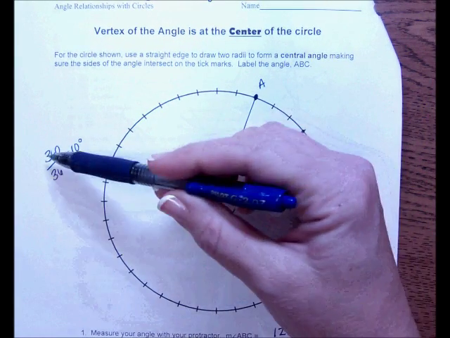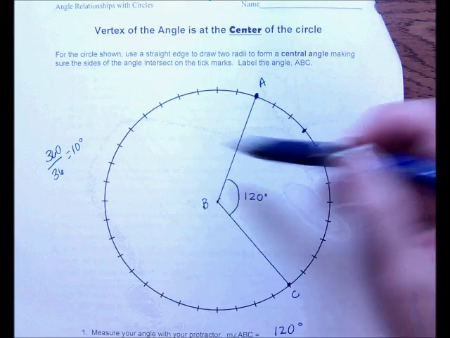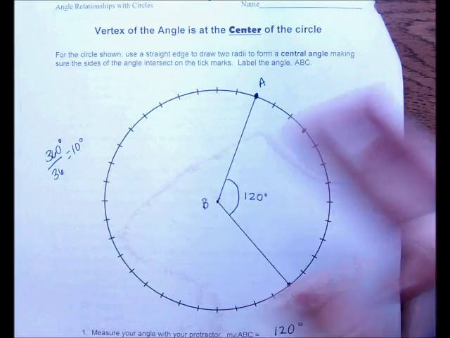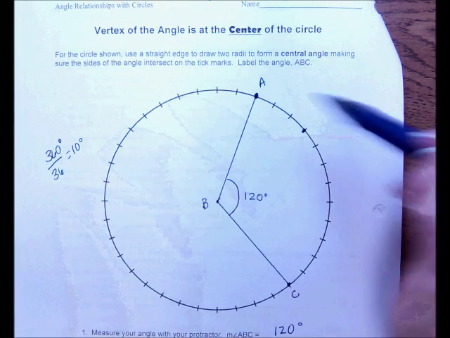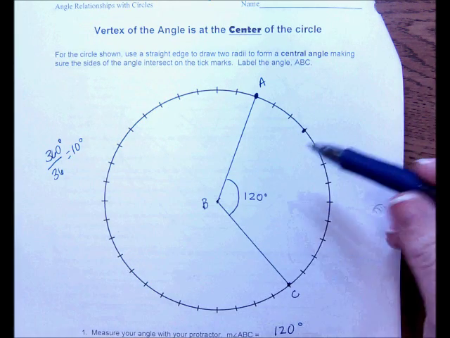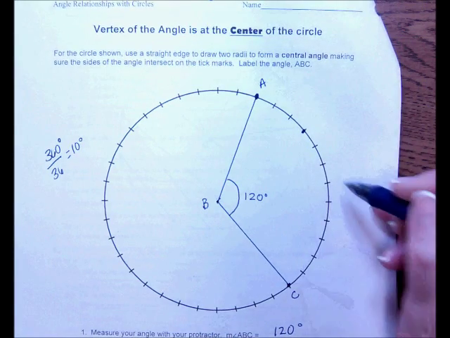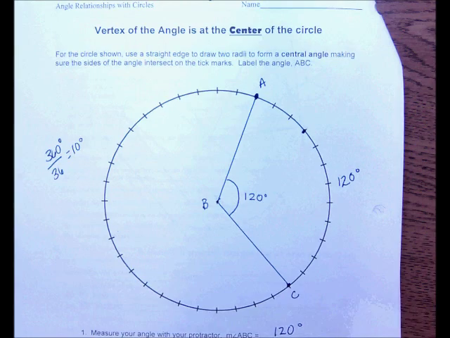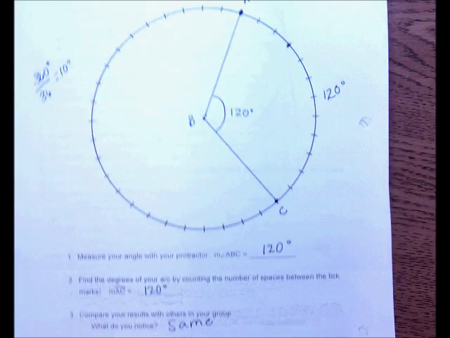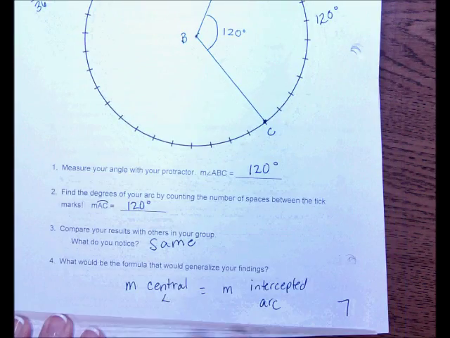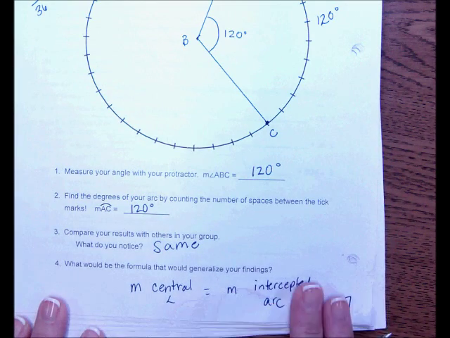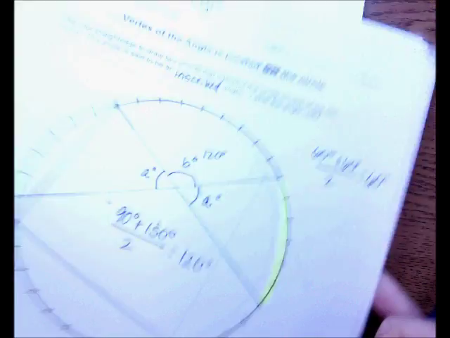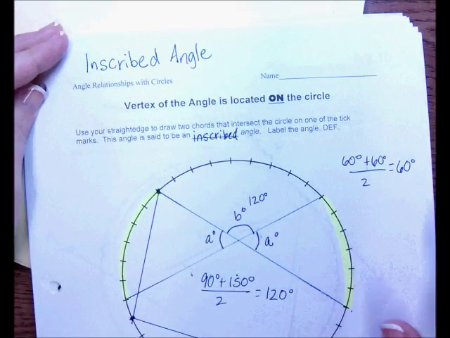Then we determined that each tick mark around the circle is 10 degrees, by knowing that the whole circle measures 360 degrees and there were 36 tick marks, so each one is 10. I counted the number of tick marks here, and it was 12 tick marks. So 12 times 10 is 120 degrees. Comparing the two, we figured out that the measure of the central angle is equal to the measure of its intercepted arc. You can pause this if you want to go through it yourself.